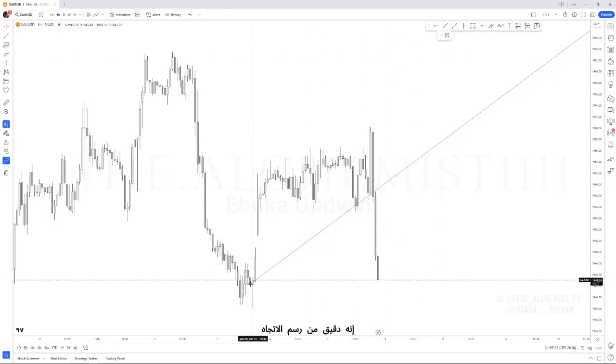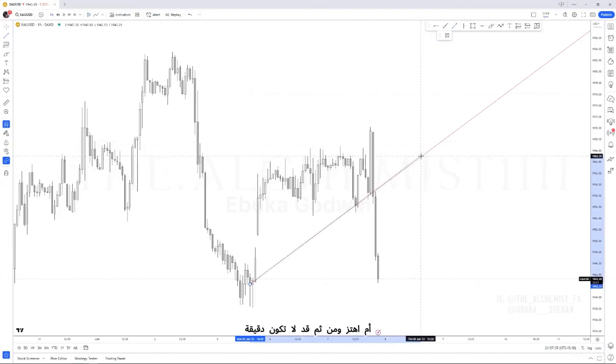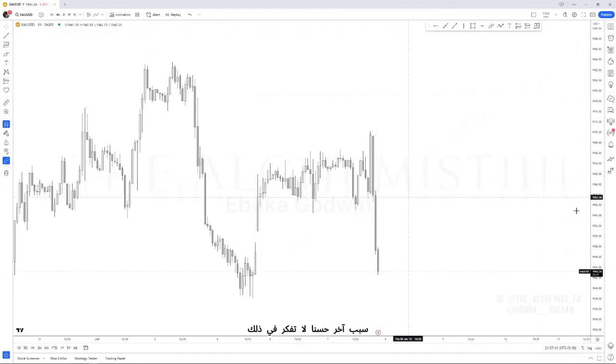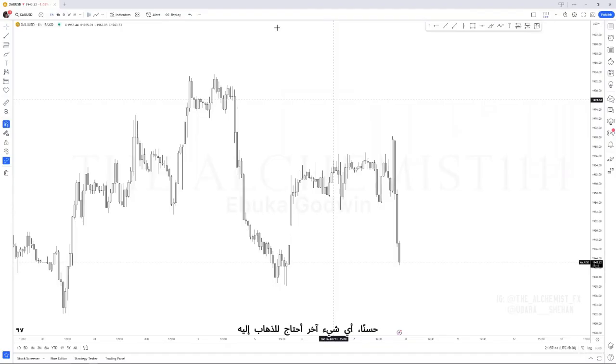I'm just using this instead of the trend line because it's more precise than drawing a trend line, since a trend line might shake and not be accurate. That is why I'm using the ray. There's no other reason, so don't think about that. So anything else that I need to go through? Let me know. Hopefully it's clear now.